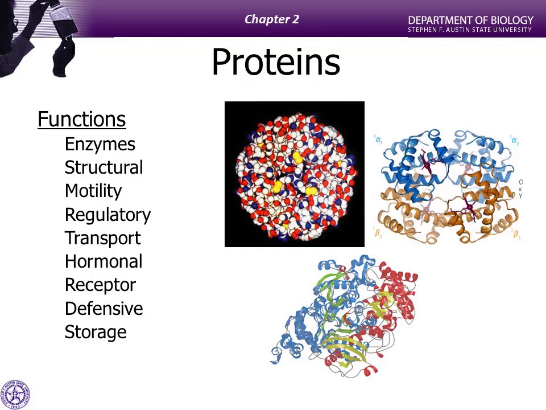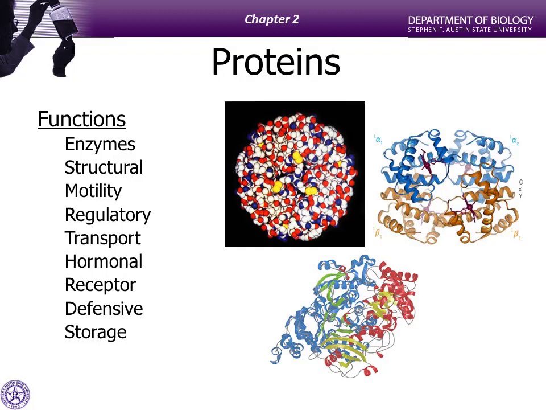Motility. Cells have to move around. Your immune system cells rely on proteins and receptors inside the cell and outside the cell to crawl around in your body. Without proteins, that wouldn't happen. Transport, hormones, receptor defense, storage, all of that requires proteins. And the instructions for making the proteins reside in your DNA, in your nucleus.